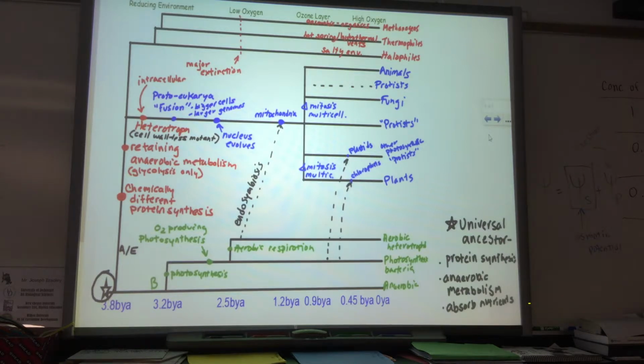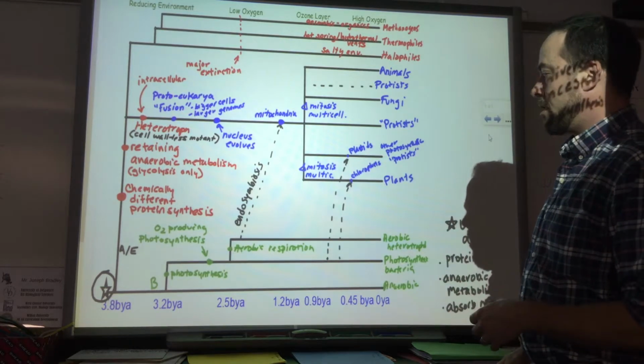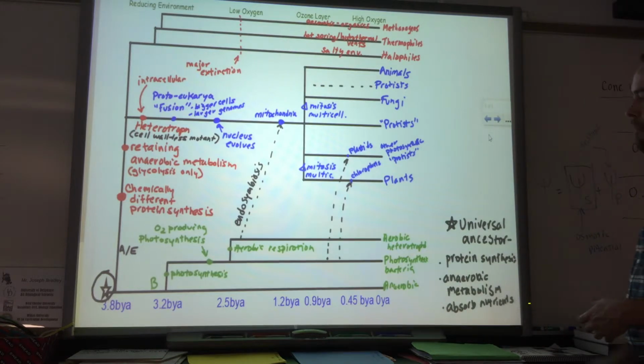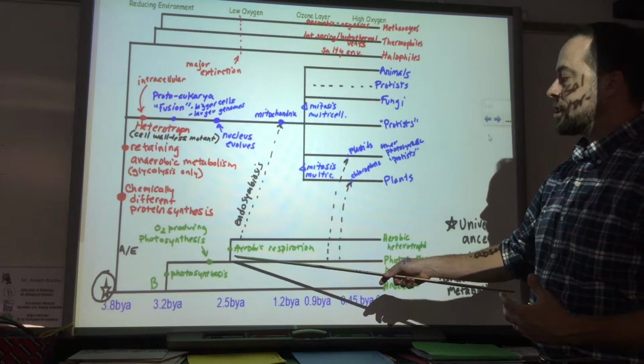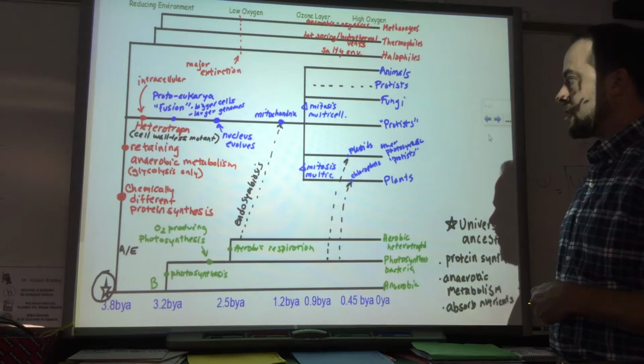So then you have one of the things that evolved over here, which was aerobic respiration. So these organisms were all able to do anaerobic metabolism, but using oxygen evolved in the bacterial lineage.